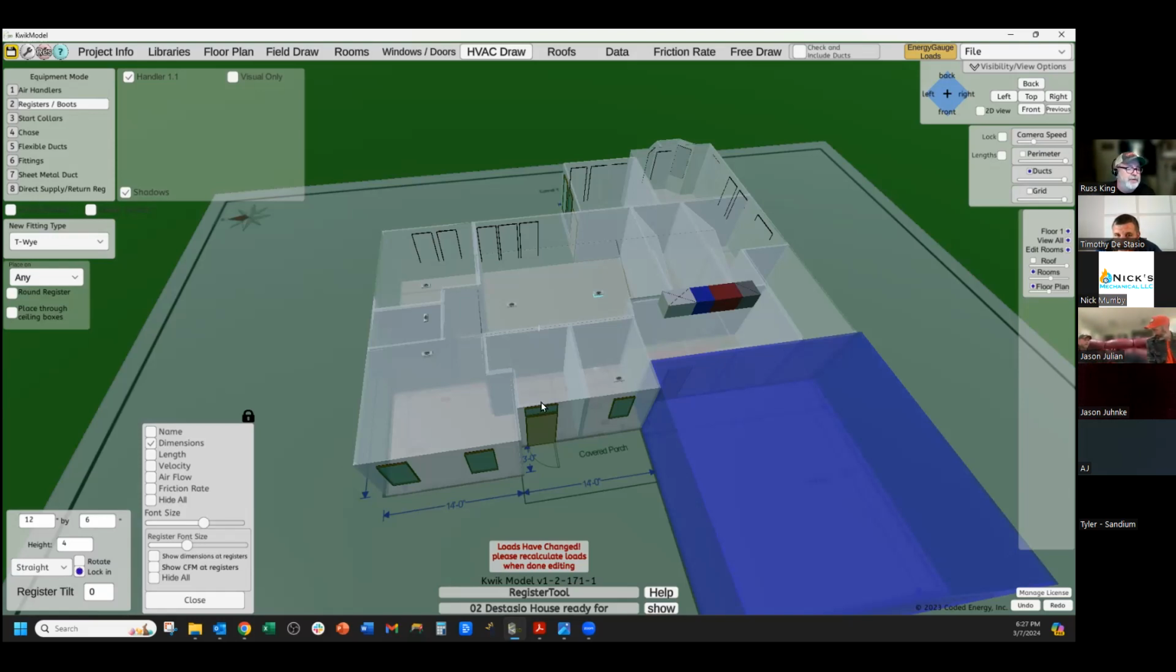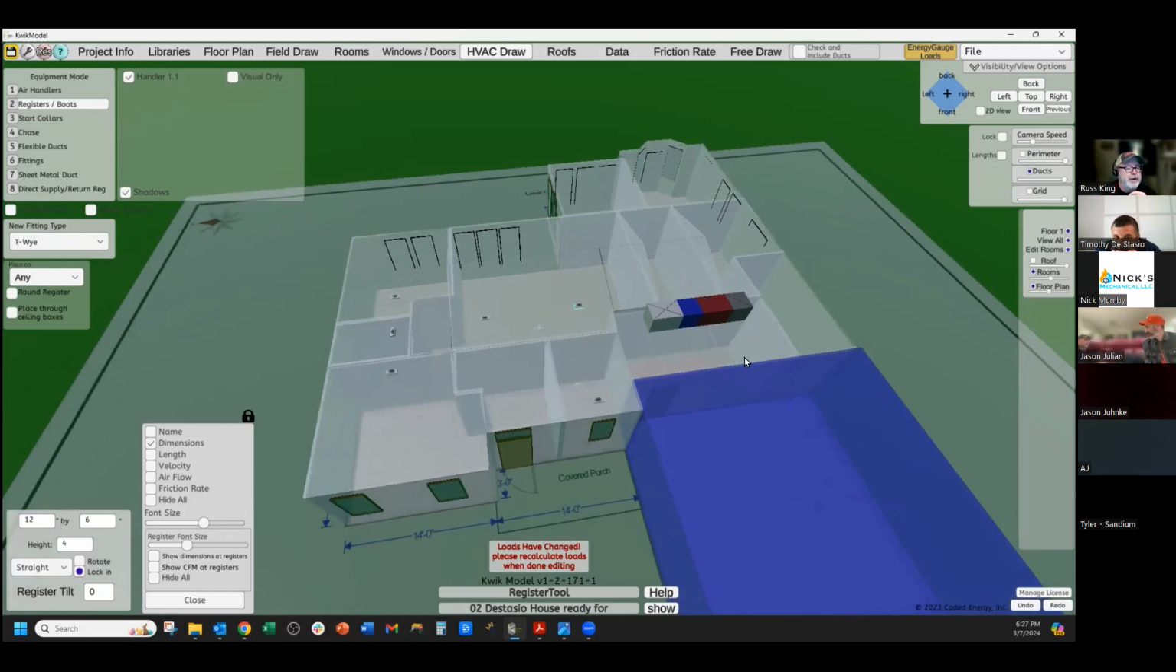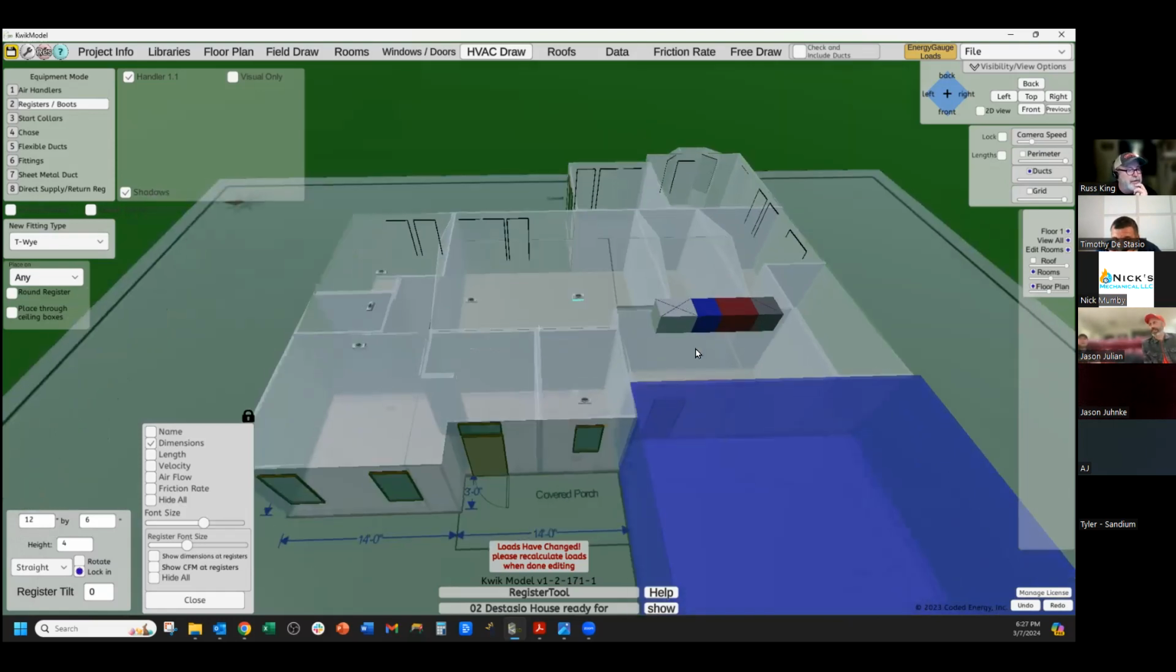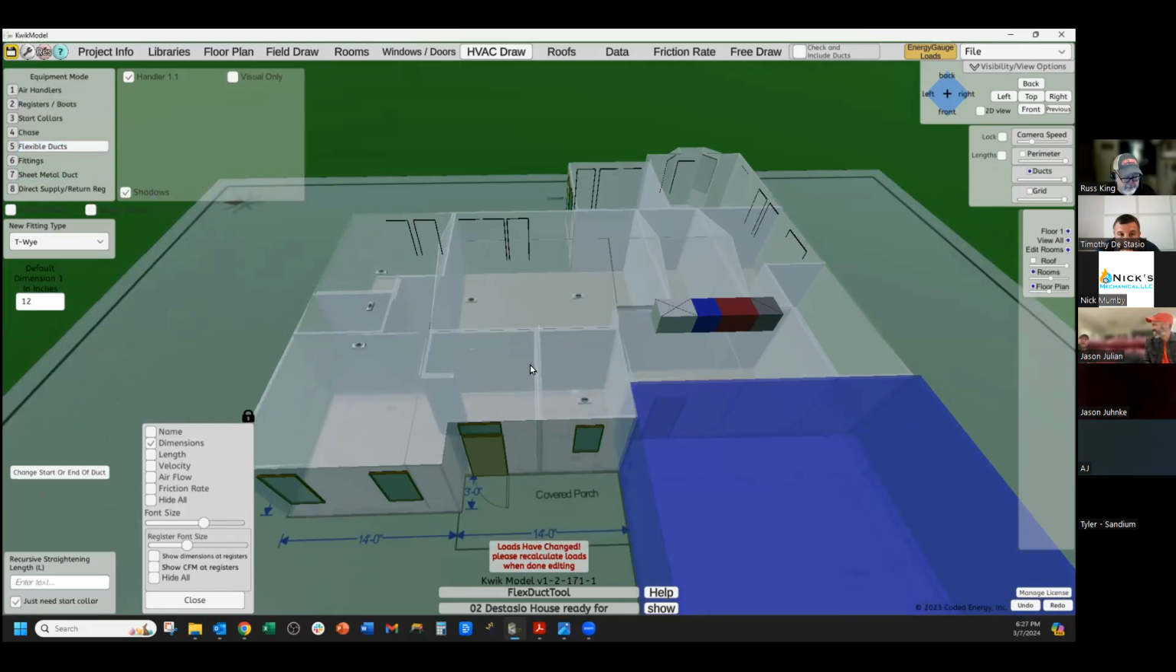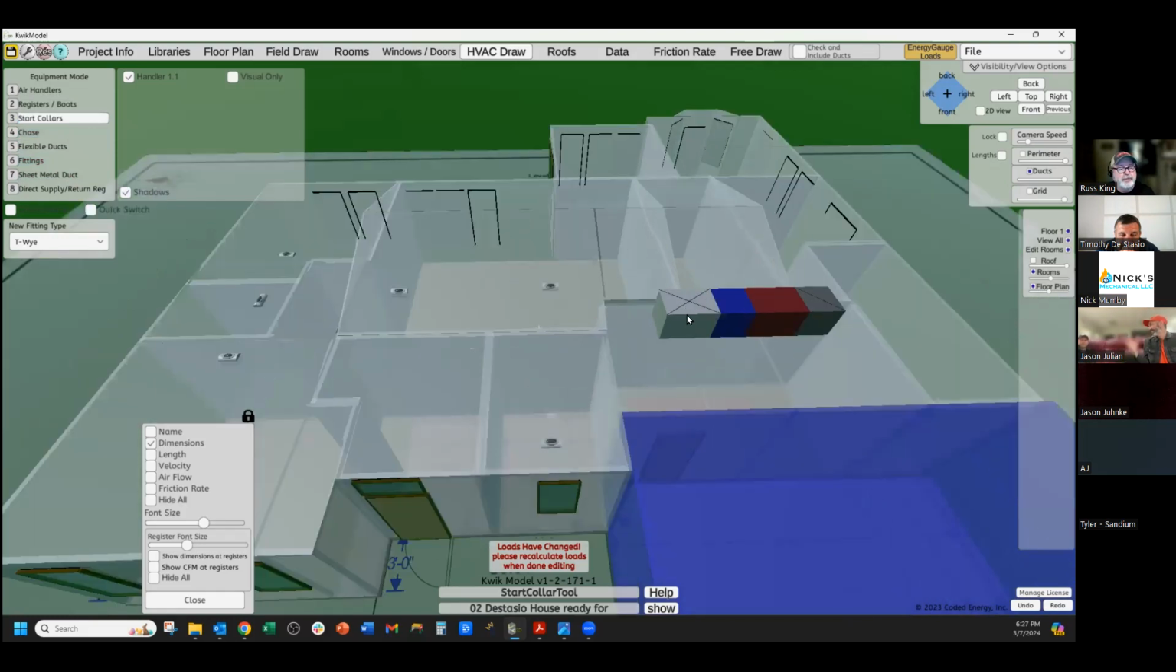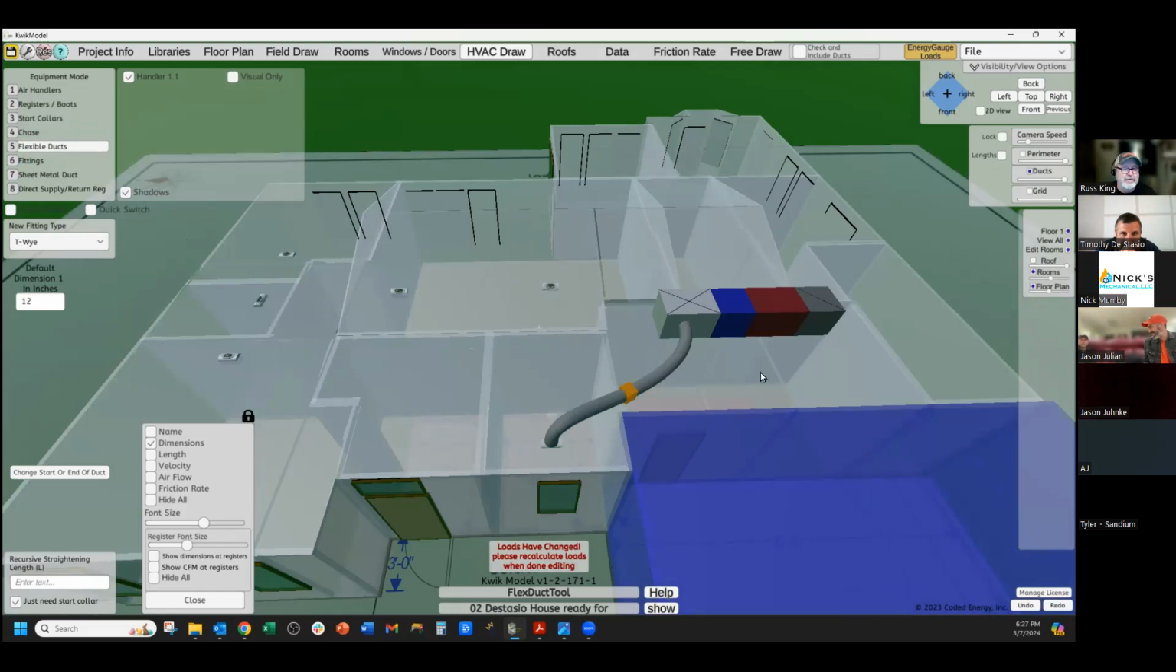So anyways, I'll just plop down a few registers here and show you how to draw ducts. It'll draw flex ducts really, really easily. That's if you just place a start collar first. So this is the supply plenum. If I place a start collar there and I want to run a flex duct from here to here, I just highlight both of those and hit enter and it draws a duct. And that's about as easy as it's going to get.